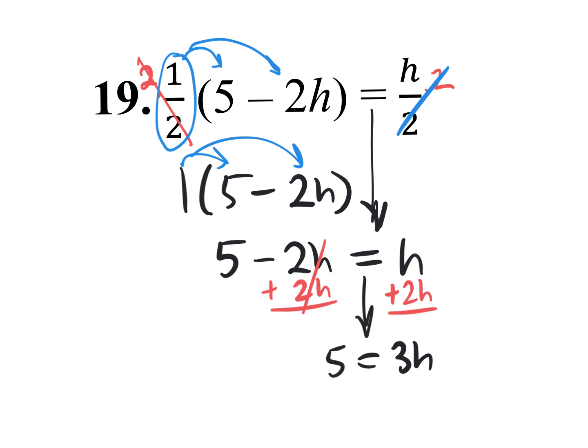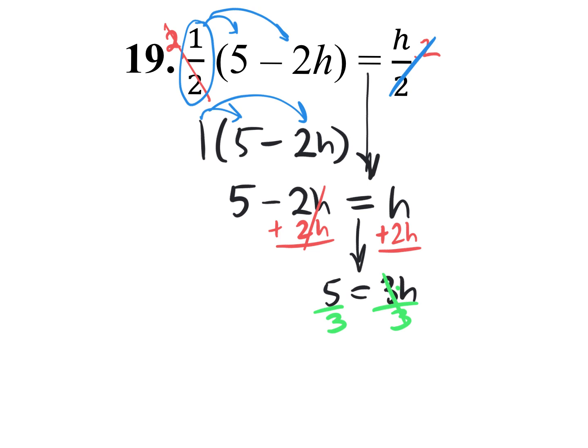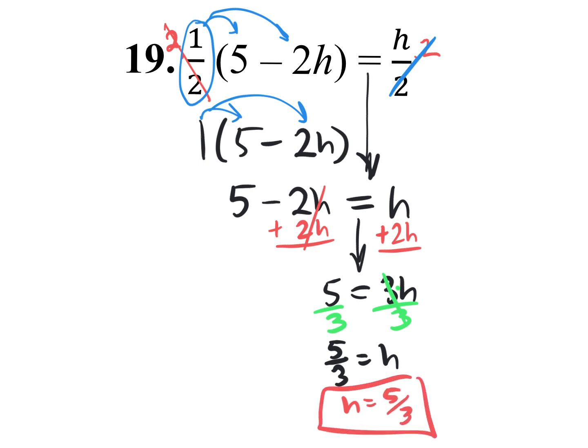For my final step, I need to get rid of the 3 in front of h. That's really saying 3 times h, so the opposite of multiplying by 3 is dividing by 3. And what I do to one side, I do to the other. That eliminates it. Your answer is 5/3 equals h, or better said, h equals 5/3.